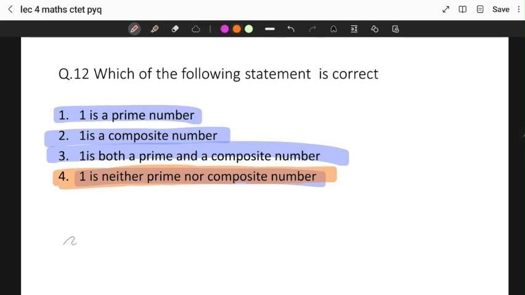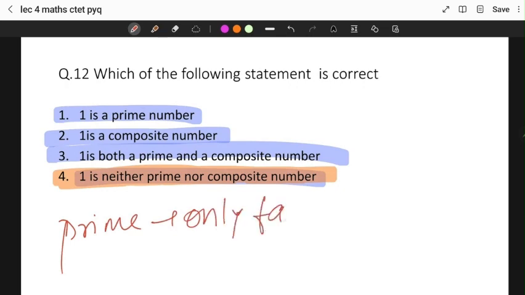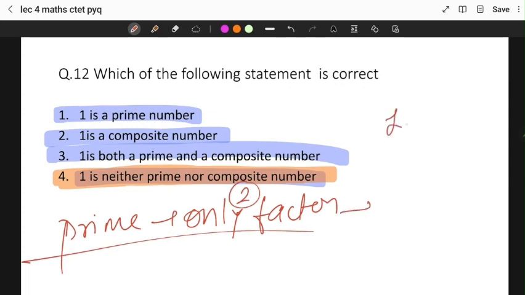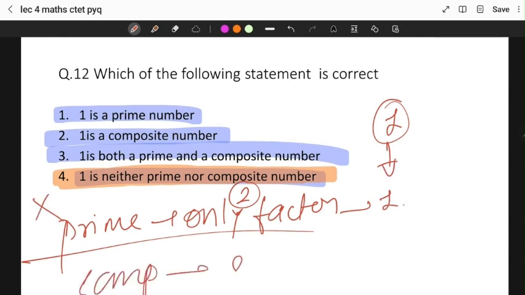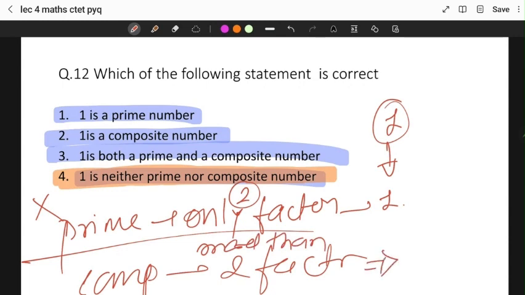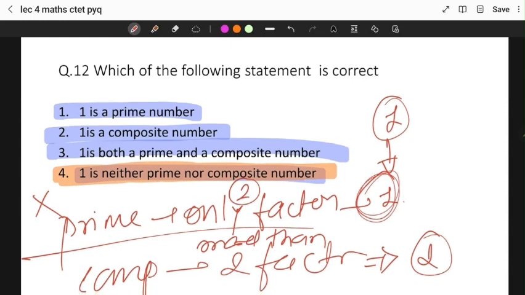To be a prime number, a number should have only 2 factors. 1 is the number which has only 1 factor, which is 1. So this is not a prime number. And to be a composite number, a number should have more than 2 factors. Hence we can conclude that 1 is again not a composite number because it has only a single factor. Got it? So in this way, the correct answer for the given question is option number 4.